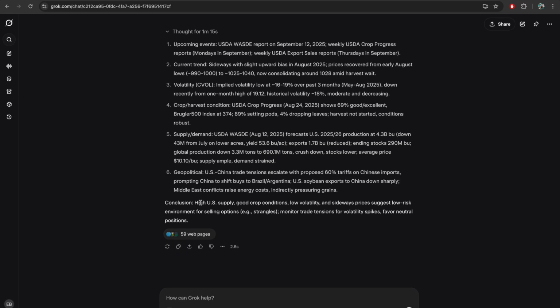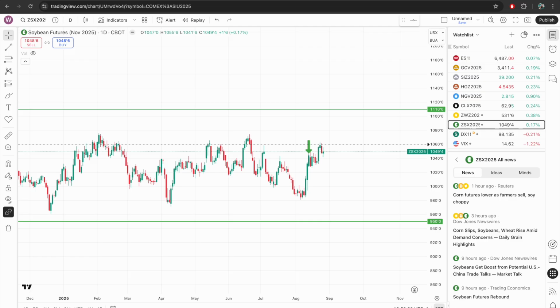Then we have a conclusion: high US supply, good crop conditions, low volatility, and sideways price. So just a low risk environment for selling options. Example, a strangle, and you can monitor trade tensions for volatility spikes. Favor a neutral position, right? So essentially, this is exactly what I have. I have a neutral position. I opened it when volatility was a bit higher. The fundamentals were about the same, so it's pretty good to know that things haven't changed for myself right now.